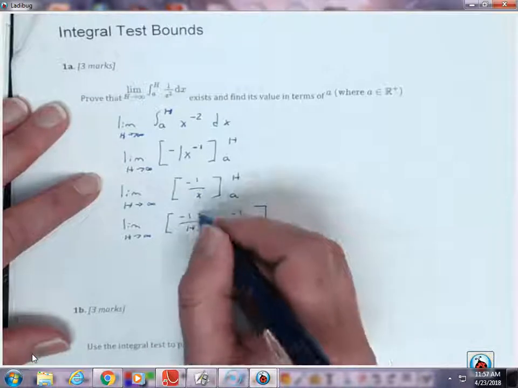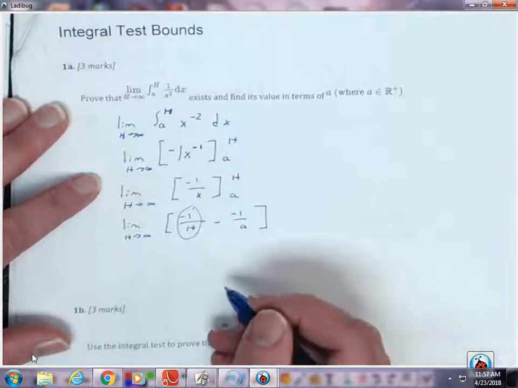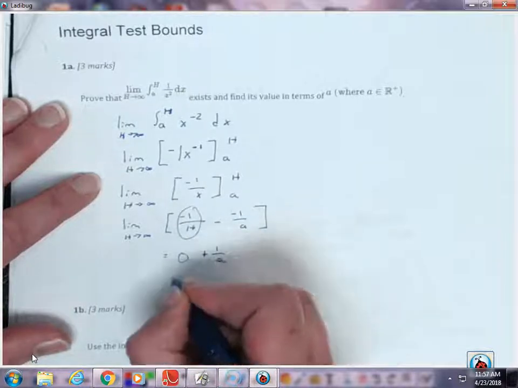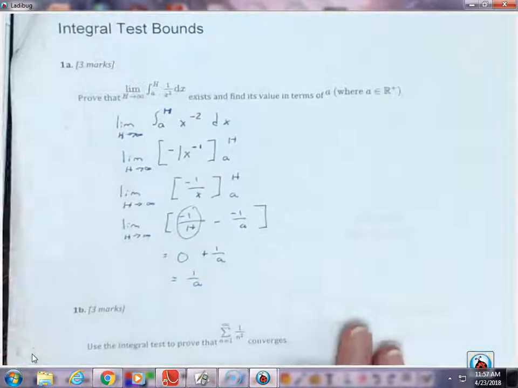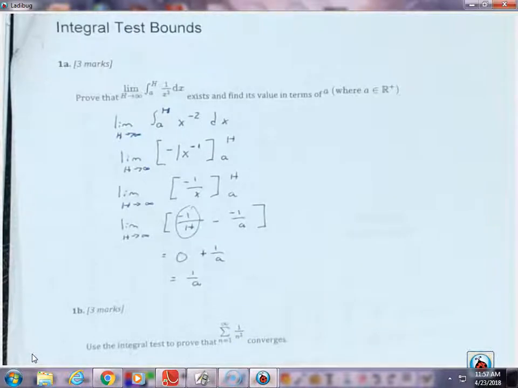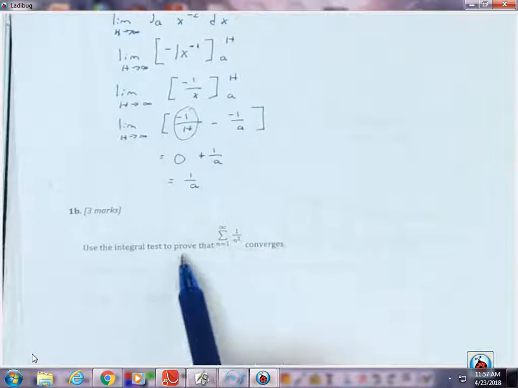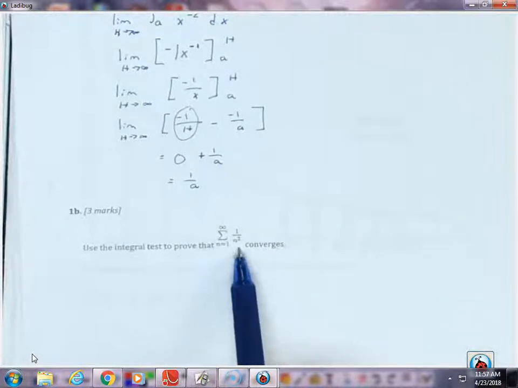Now as h goes to infinity, this term is going to go to 0. So you end up with 0 plus 1 over a, or just 1 over a. Okay, so we found the limit and it is in terms of a. Now the next part says use the integral test to prove that this infinite sum converges.